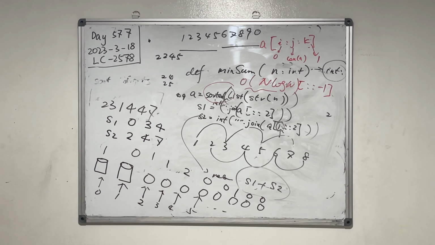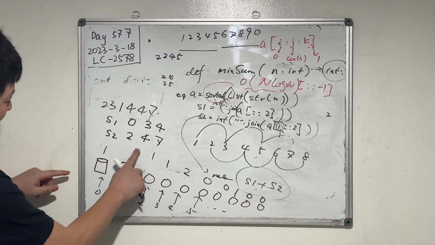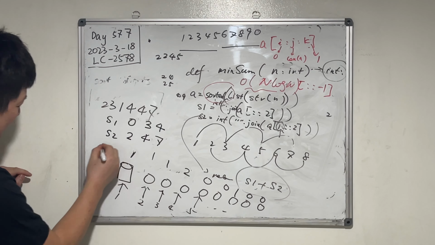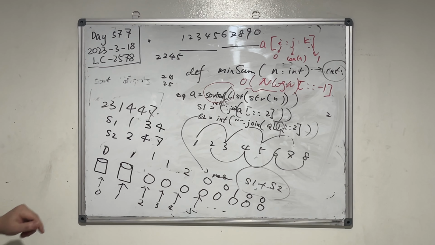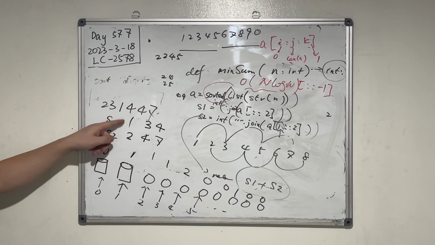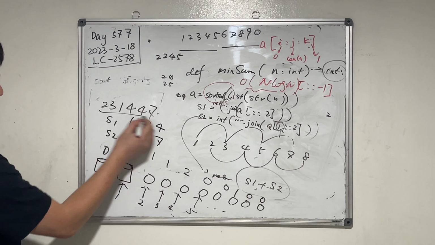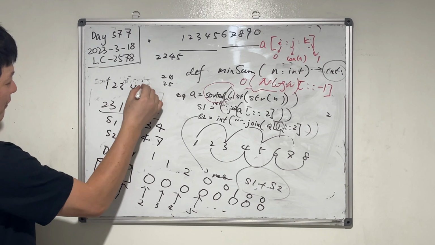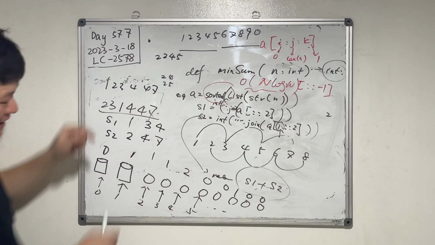So the minimum sum. There isn't any 0 in the number 2, 3, 1, so this is a mistake. Actually, the 1 should be here. So what's the sum? Is this the minimum? 1, 2, 3, 4, 4, 7. It's the same as sorting, right? 1, 2, 3, 4, 4, 7.